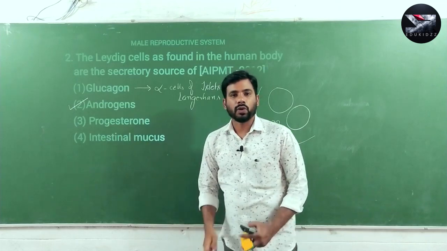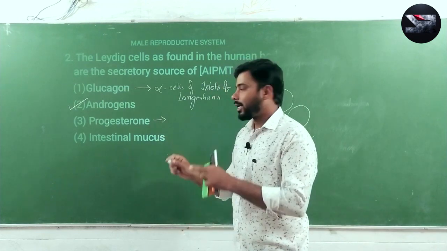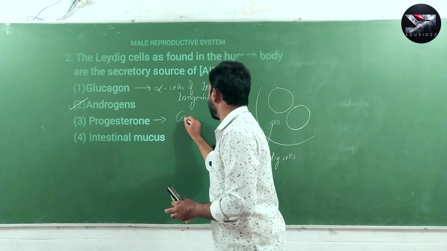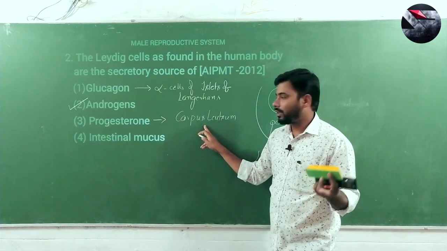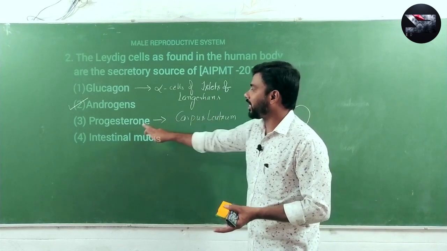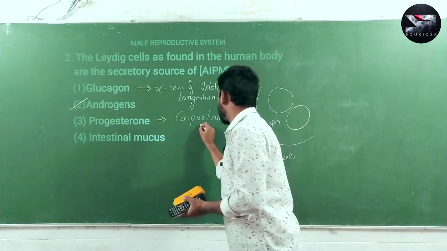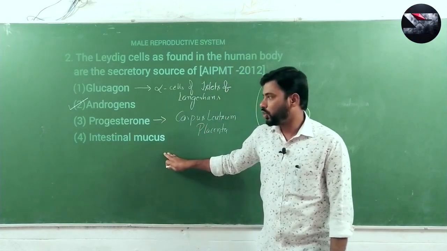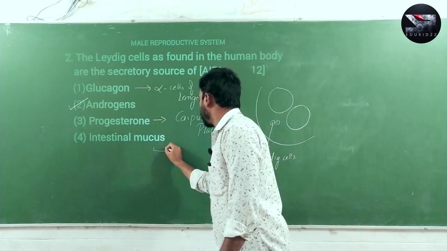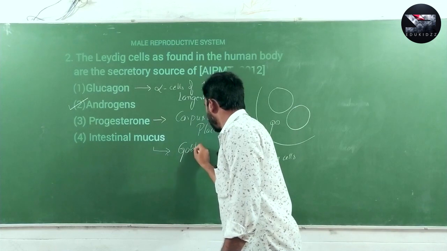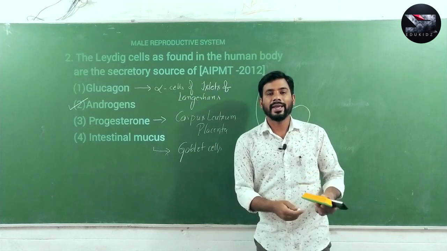Whereas progesterone is the female sex hormone. This progesterone is secreted by the corpus luteum. This is formed after rupturing of the graafian follicle, which develops into the corpus luteum that gives rise to the progesterone hormone. Even during pregnancy, there is one more structure that synthesizes this hormone, the placenta. And finally, intestinal mucus is secreted from the goblet cells that you can see in the epithelial lining of the intestine.